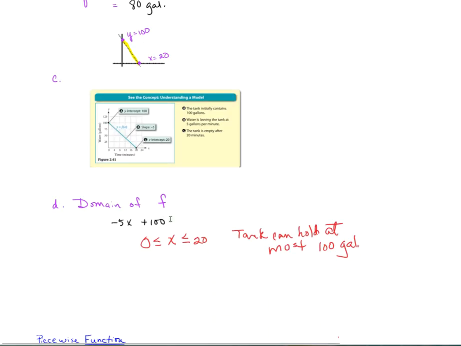Now the domain, let's think about that. What are the restrictions on x? Well, the tank can only hold 100 gallons, so we can't go over 100 when we're subtracting. So x has to fall between 0 and 20, because 5 times 20 would be 100. So there's your domain. X has to fall between 0 and 20.